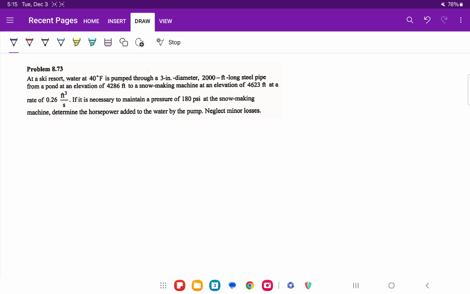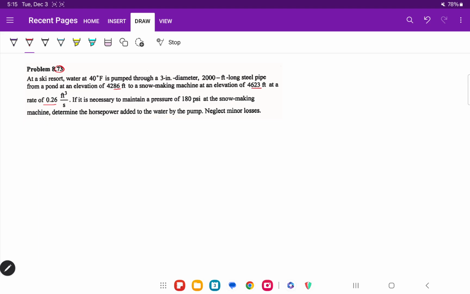So this problem, problem number 73: at the ski resort, water at 40 degrees Fahrenheit is pumped through a 2,000 feet long steel pipe from a pond at an elevation of 4,286 feet to a snowmaking machine at an elevation of 4,623 feet at a rate of 0.26 cubic feet per second.